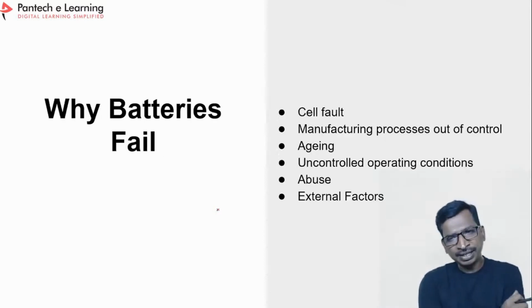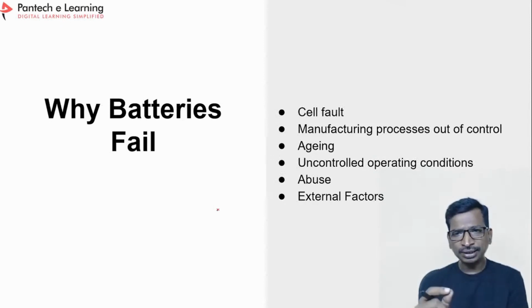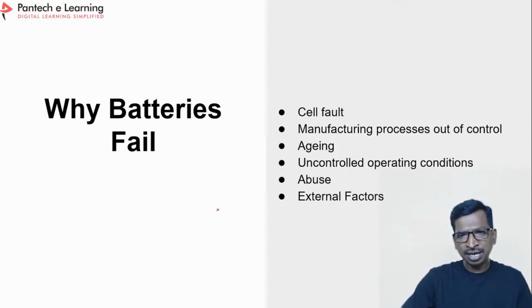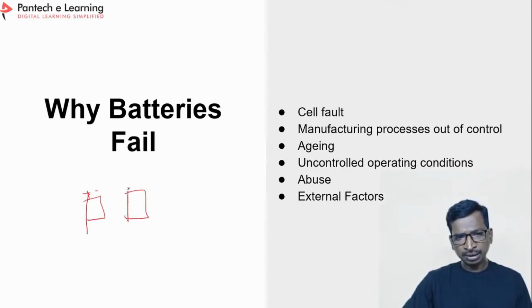Why does the battery generally fail? Due to cell fault and manufacturing process out of control. The cell fault is nothing but, inside the battery pack there are a number of cells, as per our previous section. Positive, negative, and then positive, negative, series or parallel or whatever it may be, right? So there will be a number of cells.